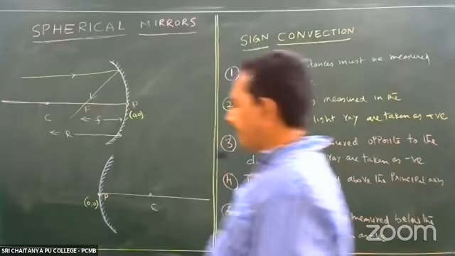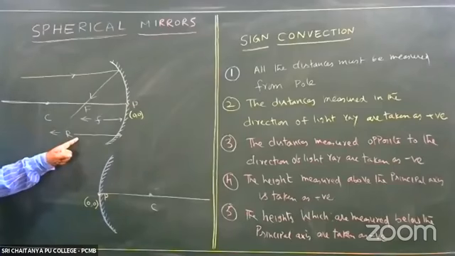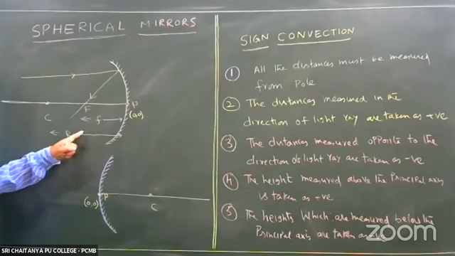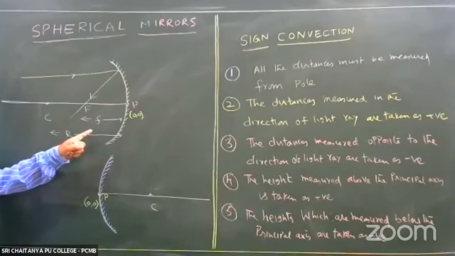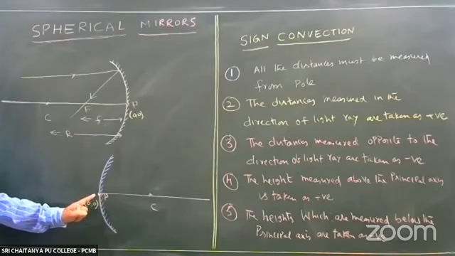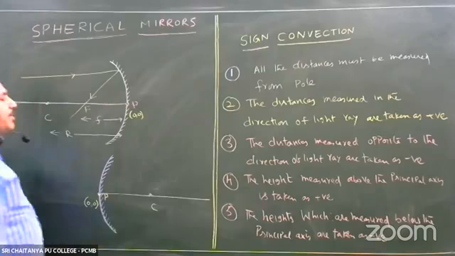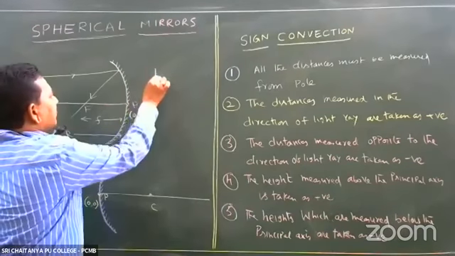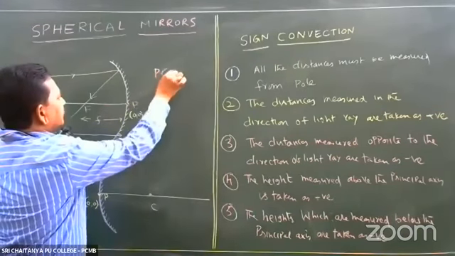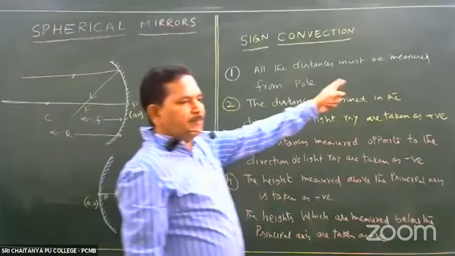Let us come to the diagram itself. Concave mirror. I want the sign convention for the radius of curvature, and also the focal length. In case of convex mirror also, what is the radius of curvature, from where to where are we taking? From P to C, because all the distances are measured from the pole only.